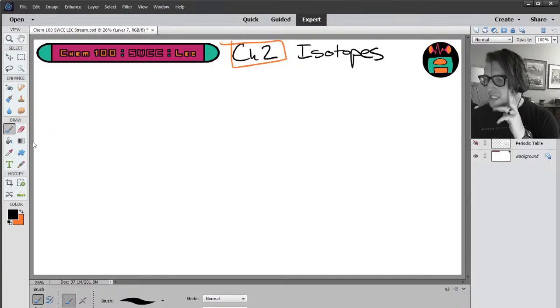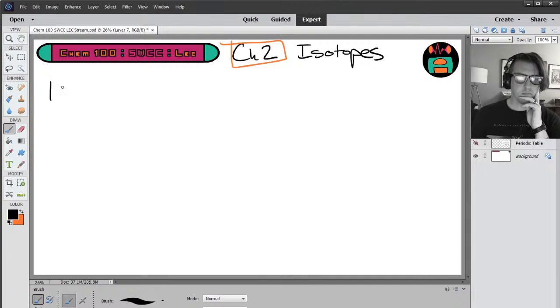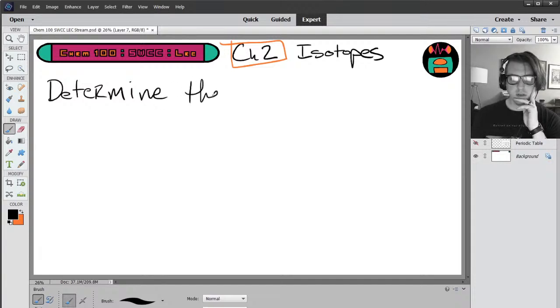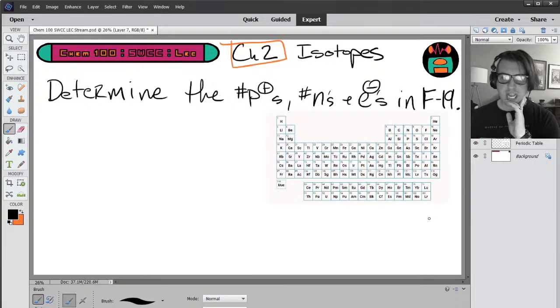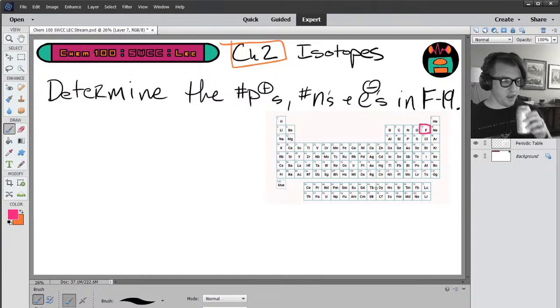Let's see. Okay, so let's determine the number of protons, neutrons, and electrons in an isotope of fluorine 19. All right, now to solve this, we're going to need to look at the periodic table and identify where fluorine falls. And fluorine is right here, which is a 9.